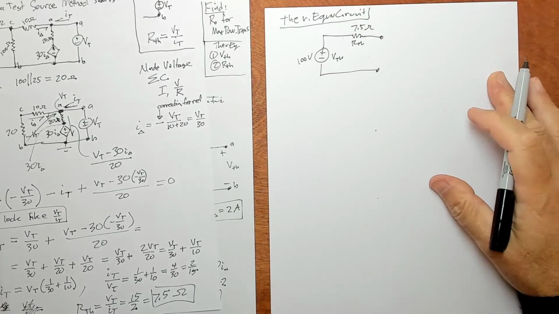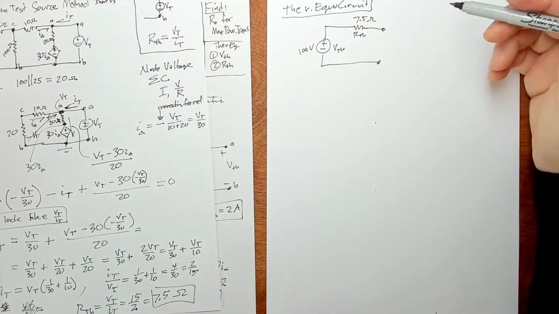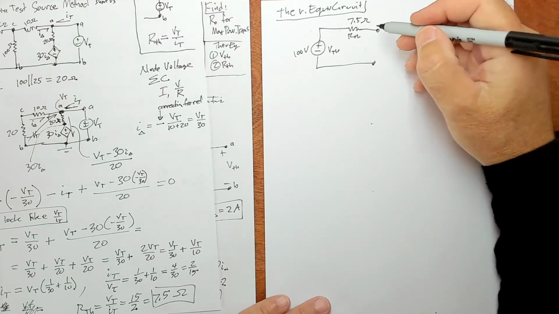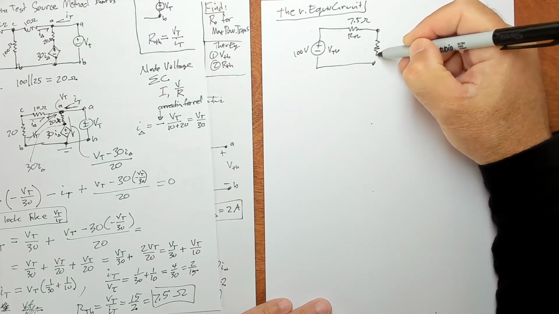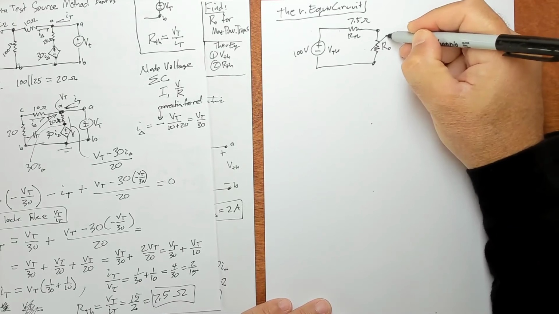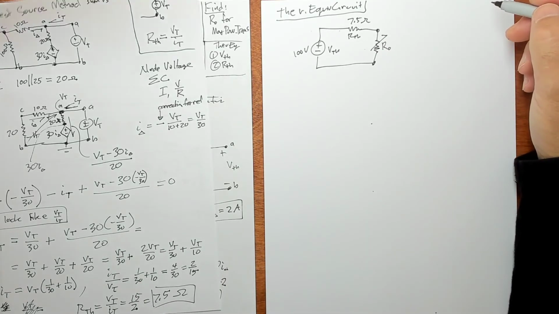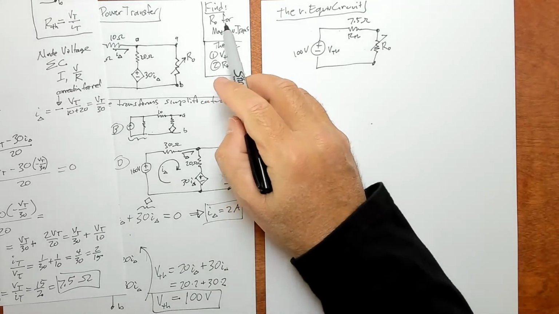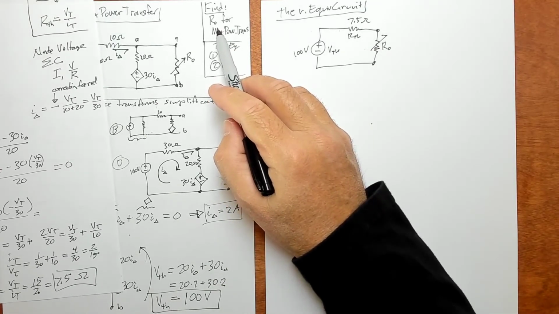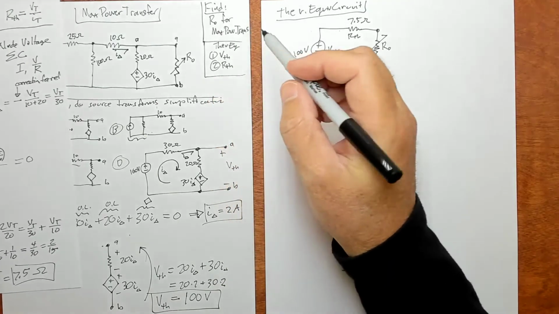Here it is. Now what we're going to do is throw the R sub 0 variable resistor in there. That's what we're trying to find, but that's the wrong thing.